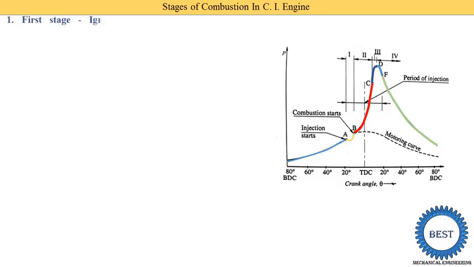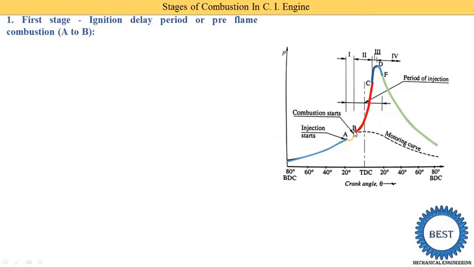Now the first stage is the ignition delay period, or pre-flame combustion. It is the line A to B, which indicates the first stage. Generally we study combustion starting from the beginning of combustion. In a CI engine we know that first is the suction stroke, then compression, then fuel injection, power stroke and exhaust stroke.